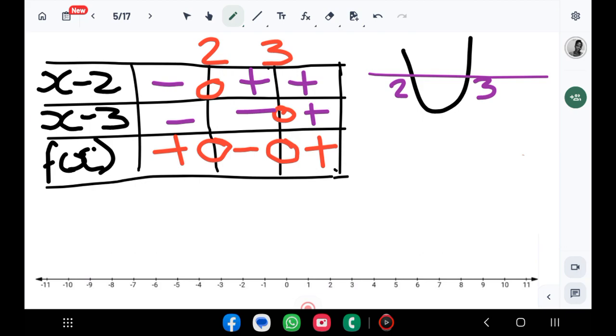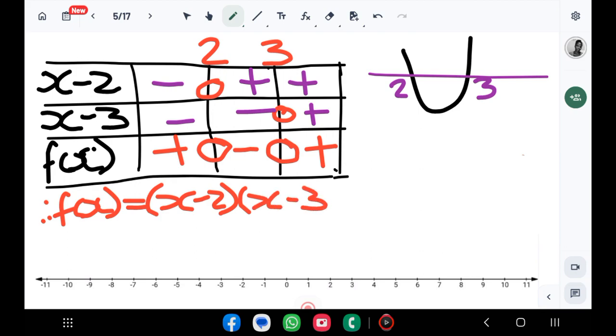So therefore, f of x is equal to x minus 2 times x minus 3. Where is it positive? It's greater than or equal to 0. This is where it's equal to 0. It's equal to 0 at 2, and it's equal to 0 again at 3. But when is it greater than or equal to 0? When is it 0 and also positive? That is to the right of 3 and to the left of 2.